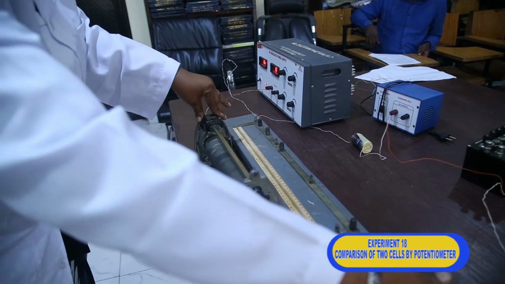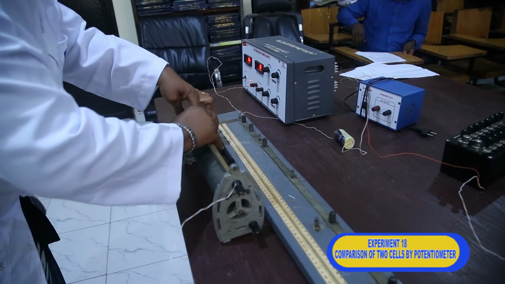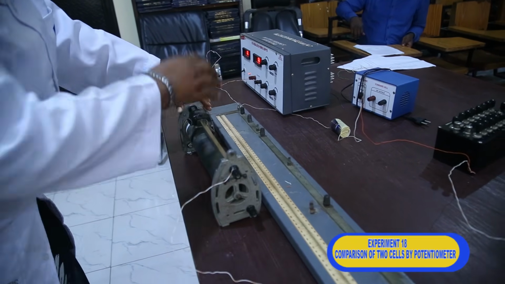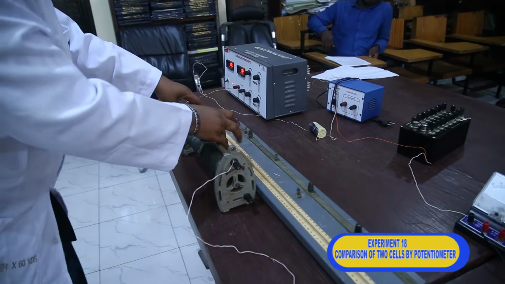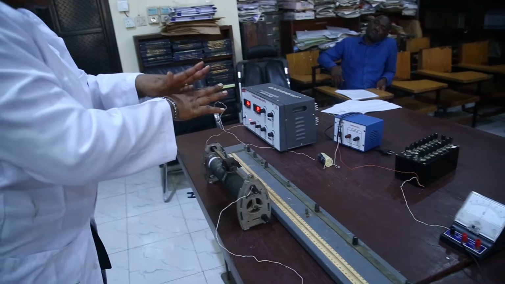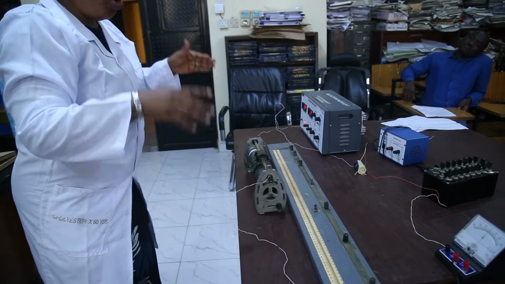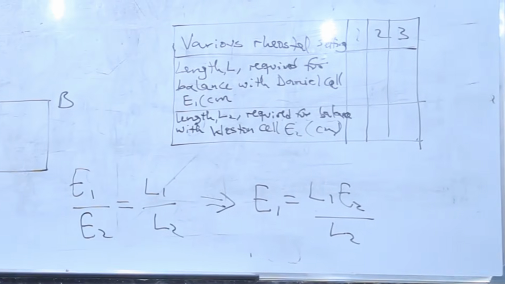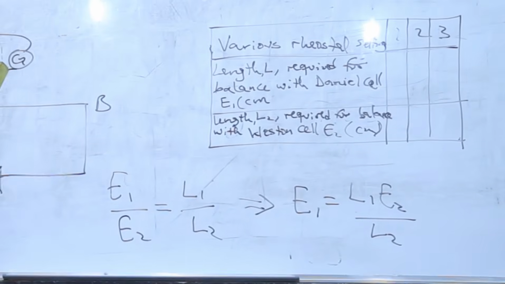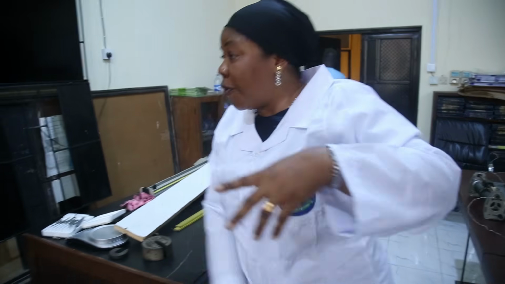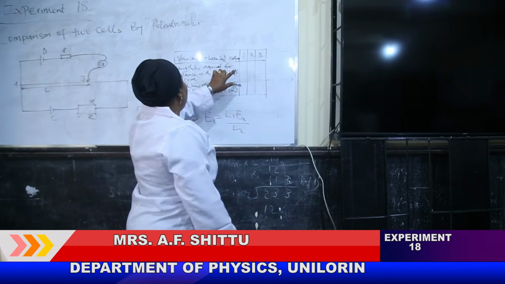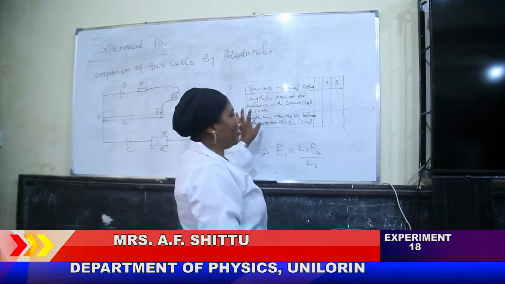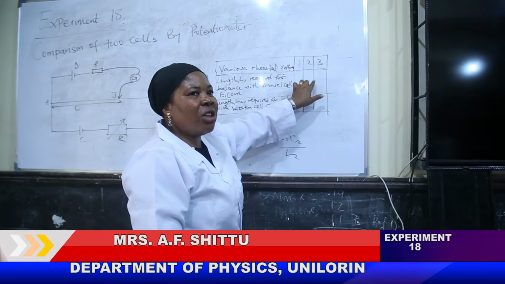You get the balance point, you move it to another point, you get the balance point, you move again, you get the balance point. If you get to a particular point, you no longer are able to get any balance point. So you just record your readings, maybe 1, 2, 3. If you have more than 3 readings, just put them on the table. So you have that for the length L, which is the length L required for balance with your Daniel cell. So you record the readings that you have there.